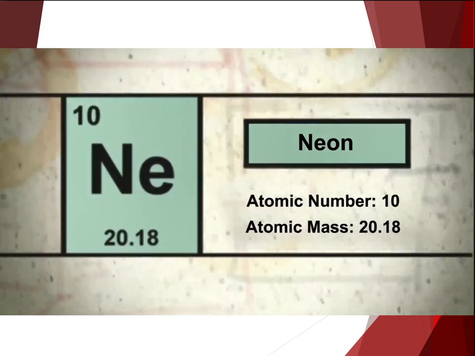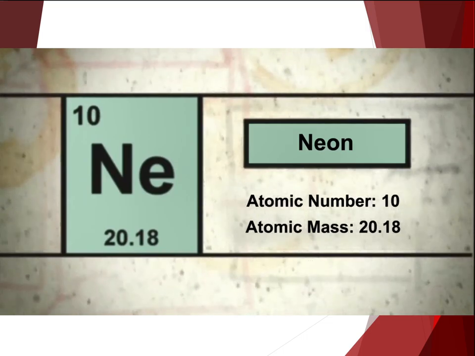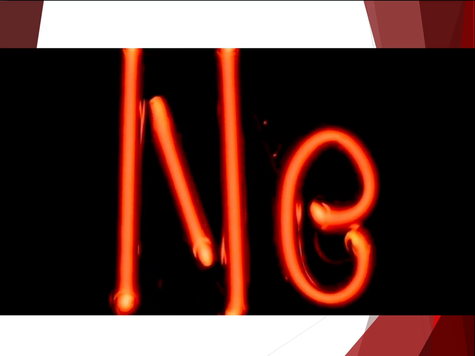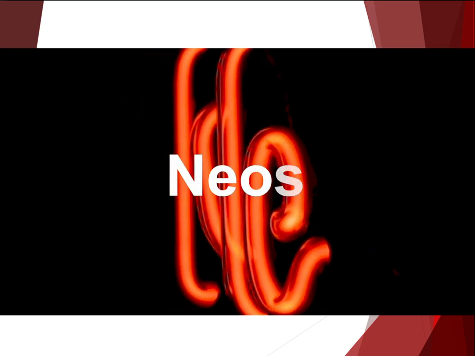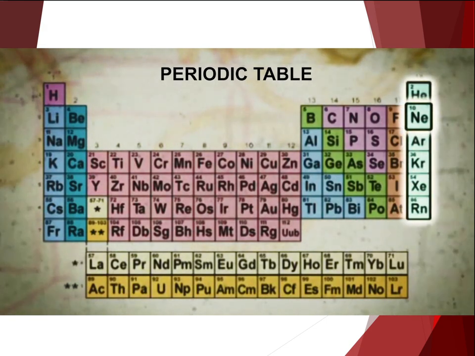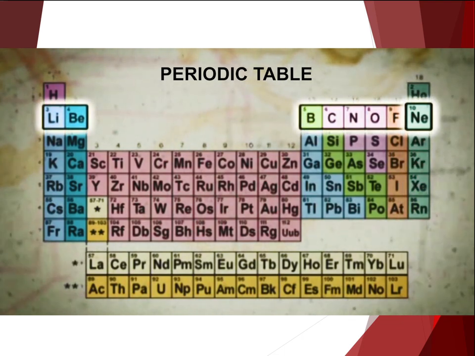Neon is element number 10 on the periodic table. The atomic symbol for neon is Ne. An odorless and colorless gas, neon gives off an intense red light under high voltage. Neon is named after the Greek neos, meaning new. It's classified as a noble gas. It sits in the periodic table's second row, period 2.